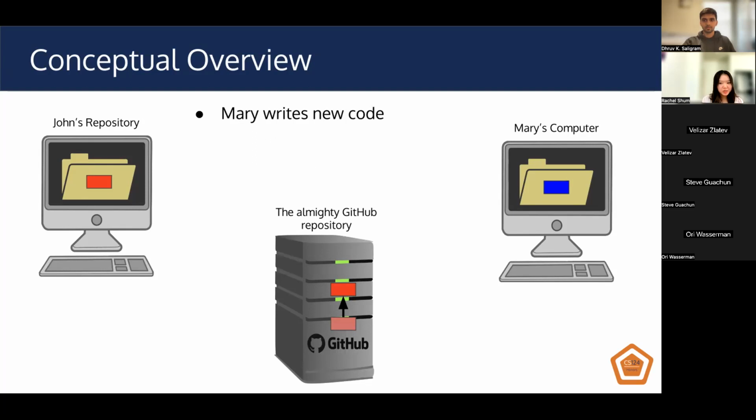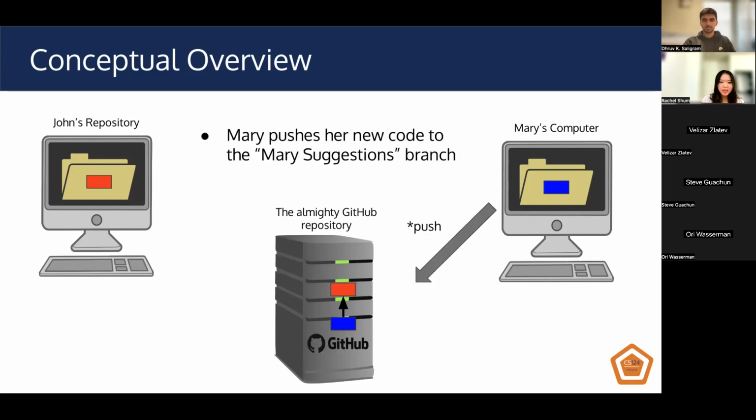So Mary writes her new code. She's on a different branch now. You can see that it is blue, and John's branch is red. And then she pushes her code. Remember, pushing is when you take your local changes and put them to the remote repository. So she pushes her code to the Mary Suggestions branch.